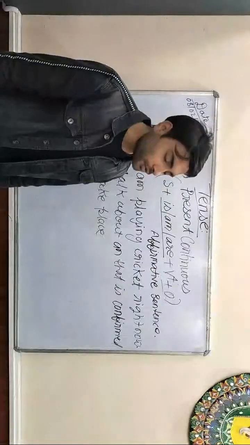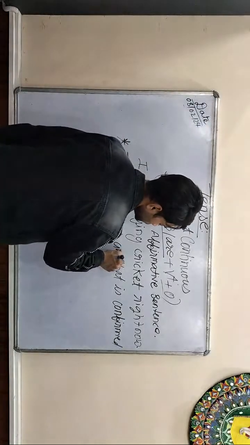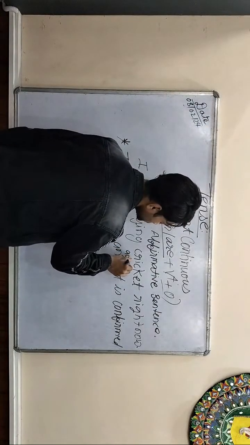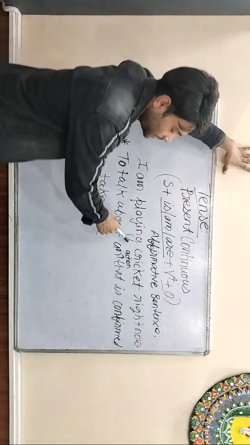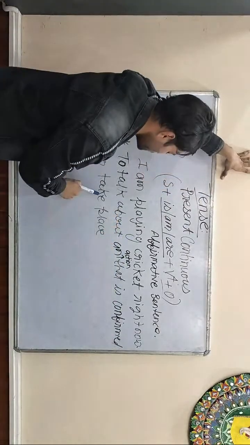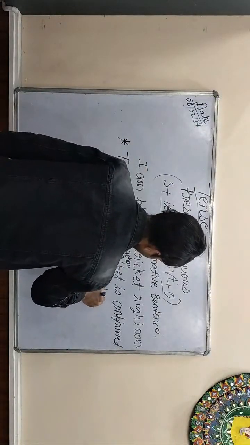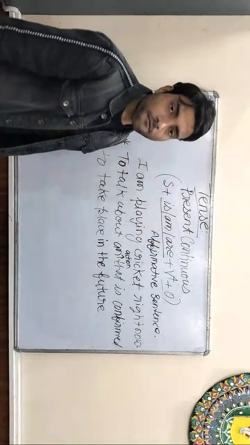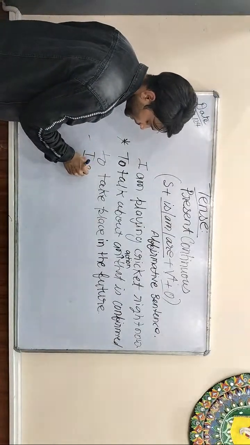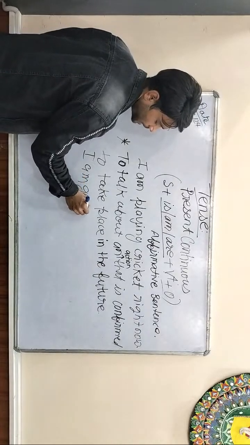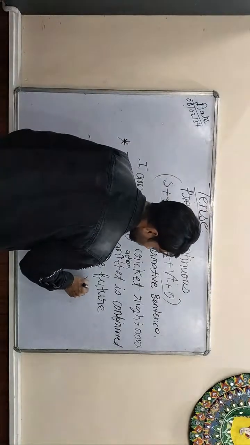Present continuous tense is also used to talk about an action that is confirmed to take place in the future. An action that is confirmed to take place in the future, we use present continuous tense. For example, I am going. I am going to Delhi. I am going to Delhi next week.